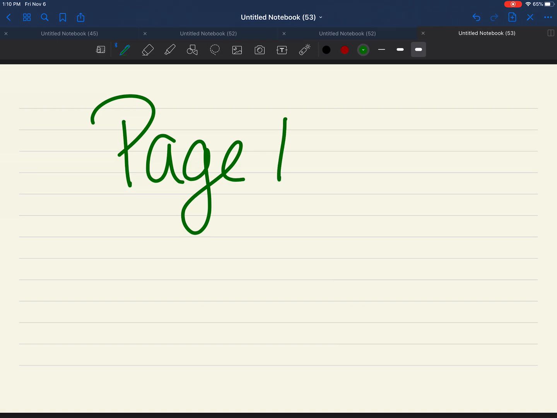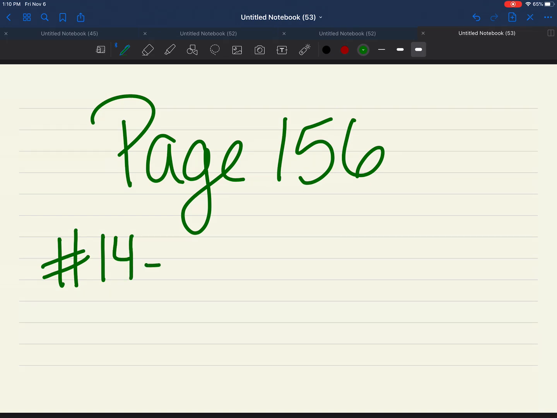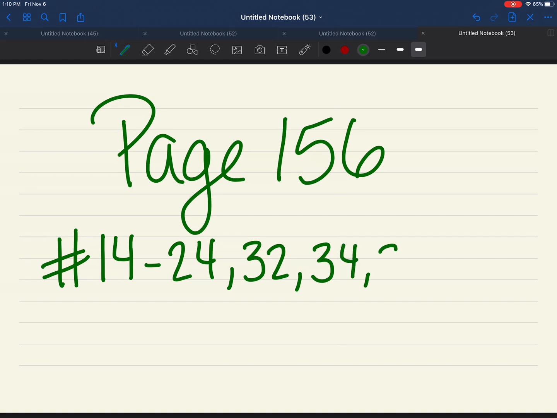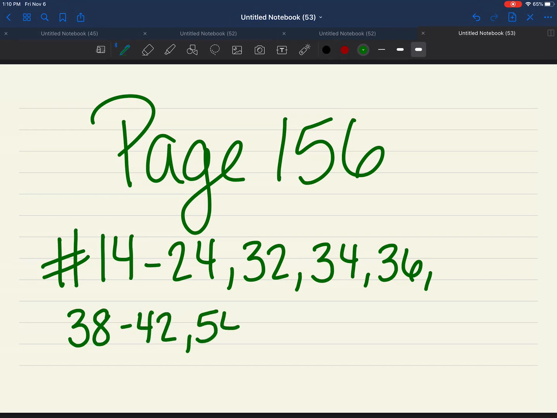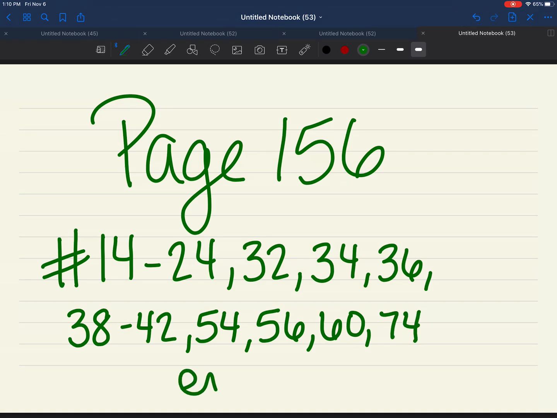We're going to do page 156. A lot of instructions in that. Can I get number 1 already? That's what we're doing. I did 332 too quick.